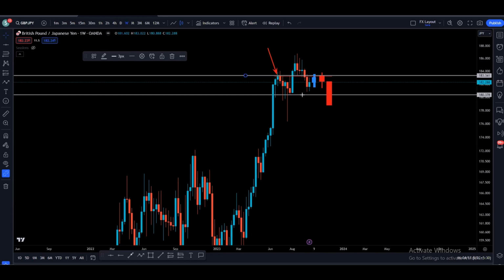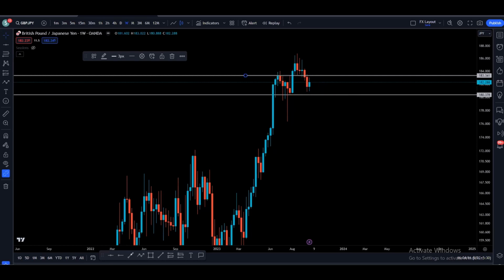And if somehow we close below this support, then we have more clean range until this wick fill, and there is more clean range to the left hand side. So in that situation, there will be a pretty high probability for the price to go to the downside. So that is something on the weekly time frame.